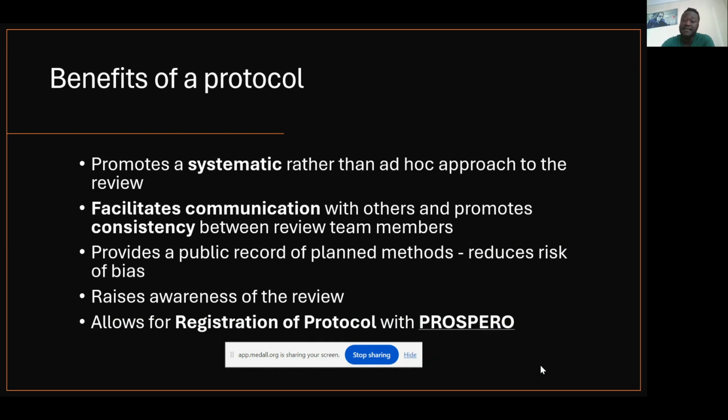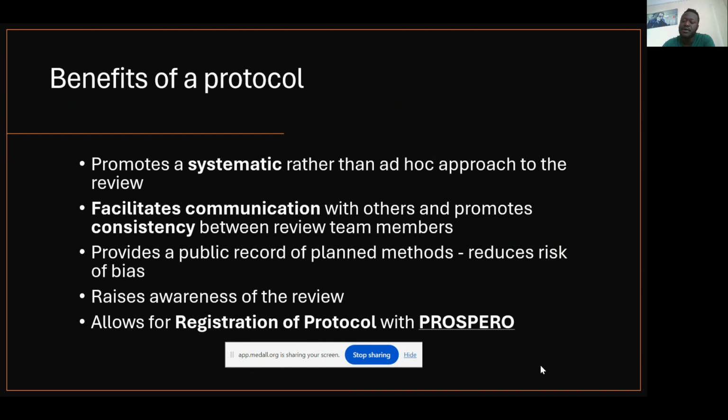Now, what are the benefits of a protocol? Your protocol is what allows you to have a more systematic approach rather than an ad hoc approach you would see in a simple literature review or maybe even a scoping review. It also makes sure that when you're working with a group of people, there's a level of consistency and a level of communication between you and the team you're working with. You don't have people just doing random things as part of the search strategy or as part of collecting the data. You all have a very specific idea of what you're doing, and everyone is essentially on the same page in terms of what's going on.